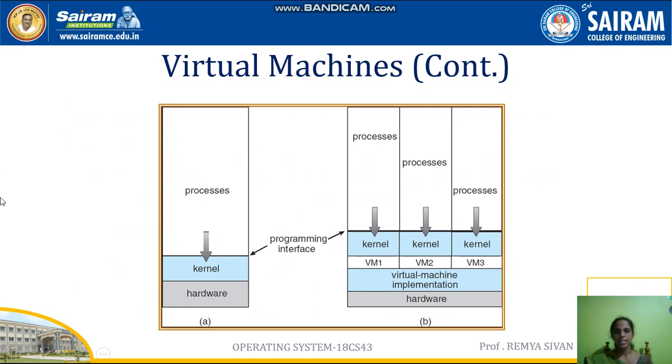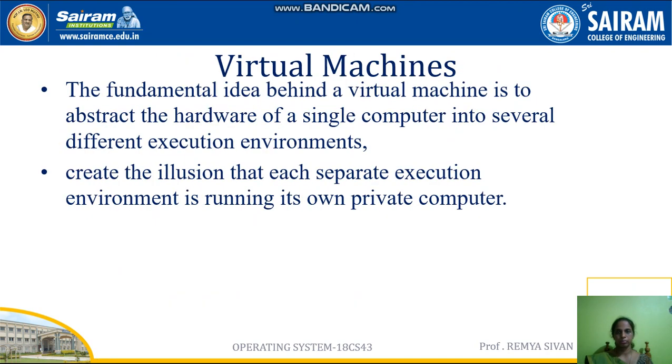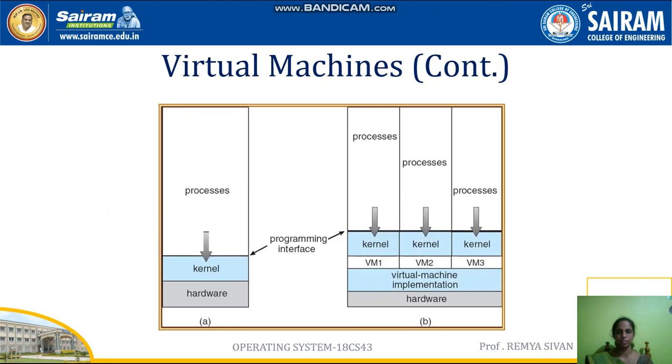This is the example. This is with a non-virtual machine: one hardware, kernel and process. Here, hardware and kernel and different processes. So there is one illusion, like each process has its own kernel. The illusion that each separate execution environment is running its own private computer. This is a virtual machine example. This is a non-virtual machine example.